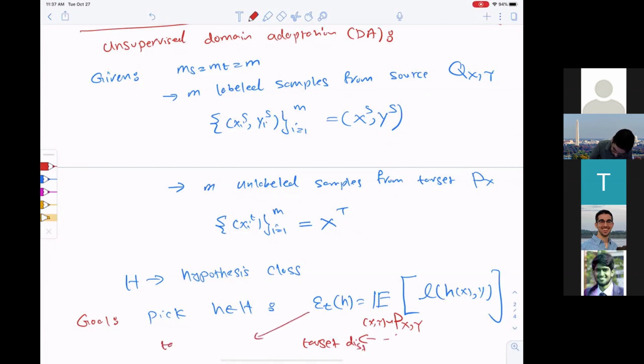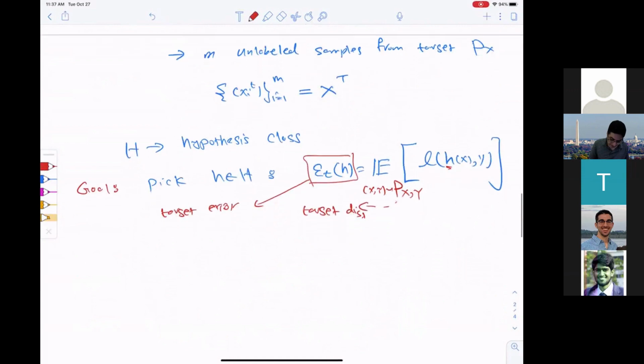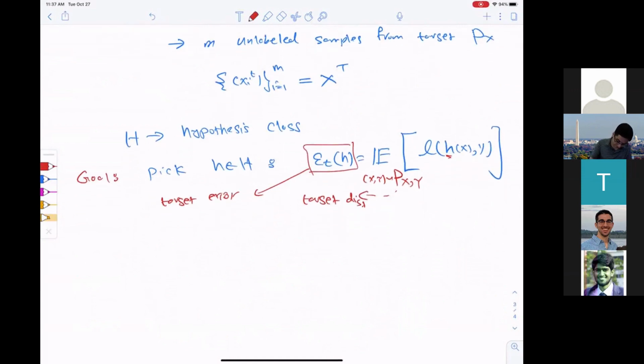So this is my target error. I really don't care about the source error at the end of the day. What I care is that if I evaluate this function H that I pick on my target samples at test time, so I have labeled target samples, I have PXY, I want to have a small error. So this problem in general is ill-defined.